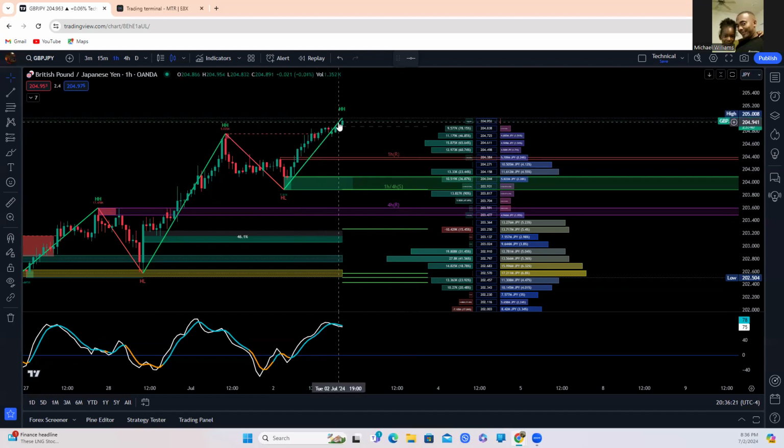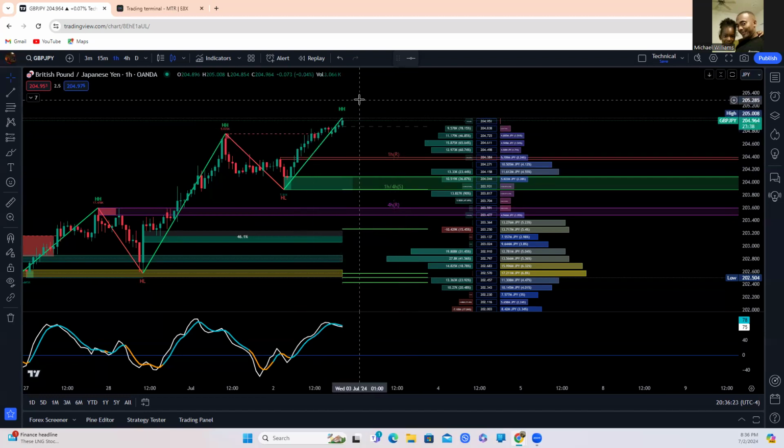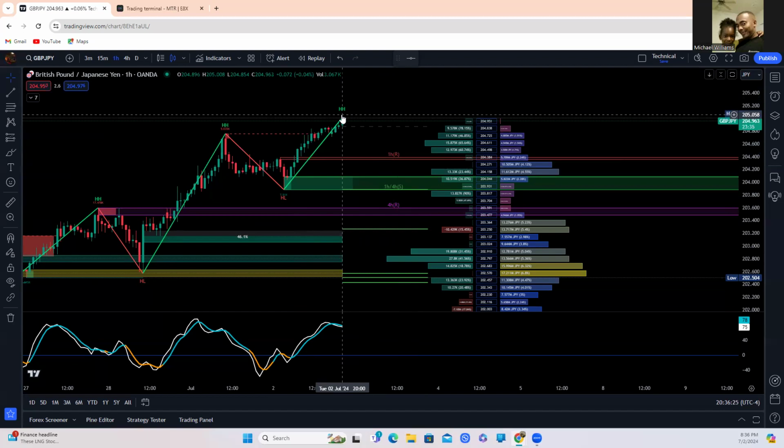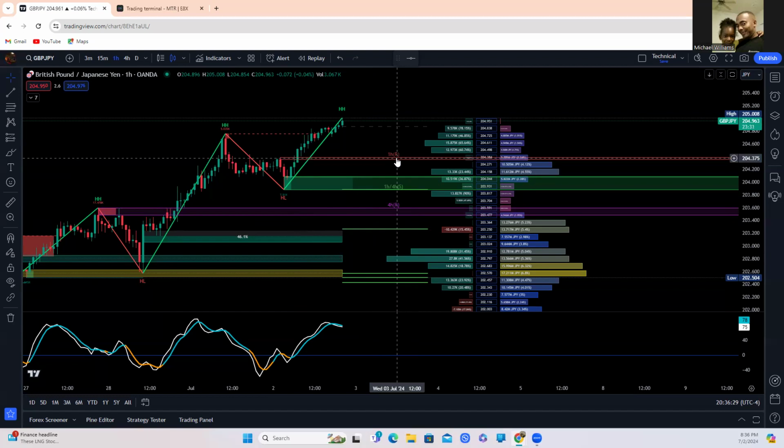So here we see that right now we don't have any resistance. The idea would be to wait for price to come back and test this 1 hour resistance level. Then you have a 1 hour support here as well. It looks like it just mitigated this liquidity. Probably, yeah, it looks like it just mitigated some liquidity here, so it could come back and test this liquidity zone right here.